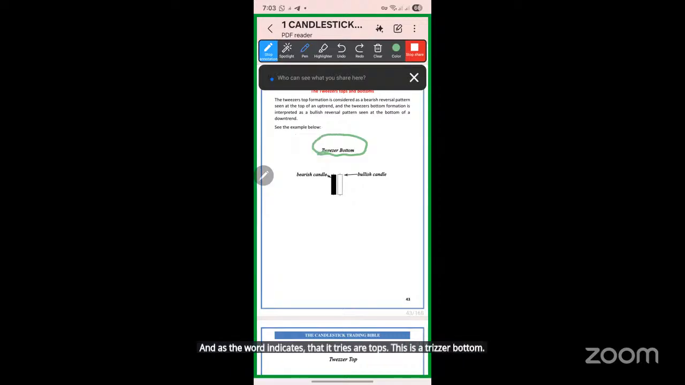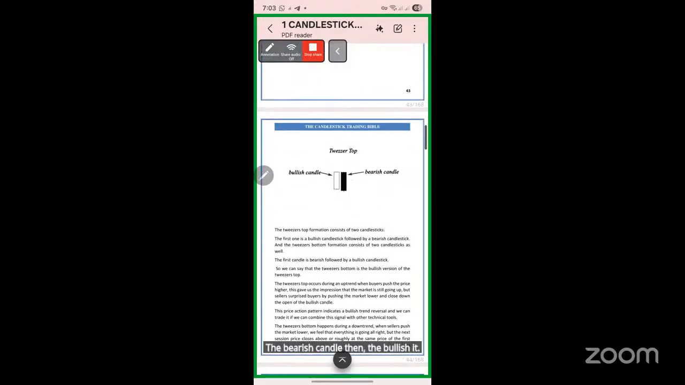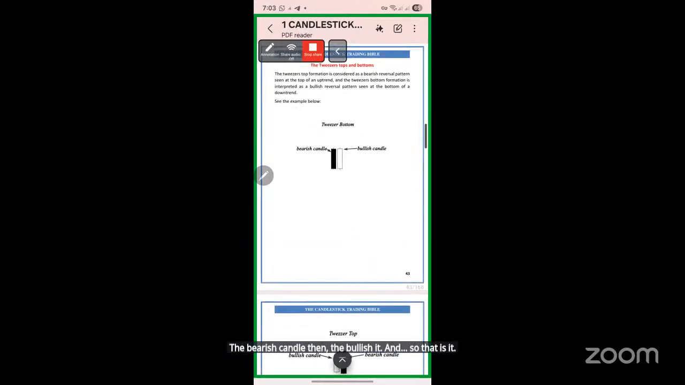A tweezer bottom is formed of two candles, the big red candle and the big green candle. The tweezer bottom indicates market reversal to the upward side. It is made of two candles, the bearish candle, then the bullish candle. It is always formed at the end of the downtrend.